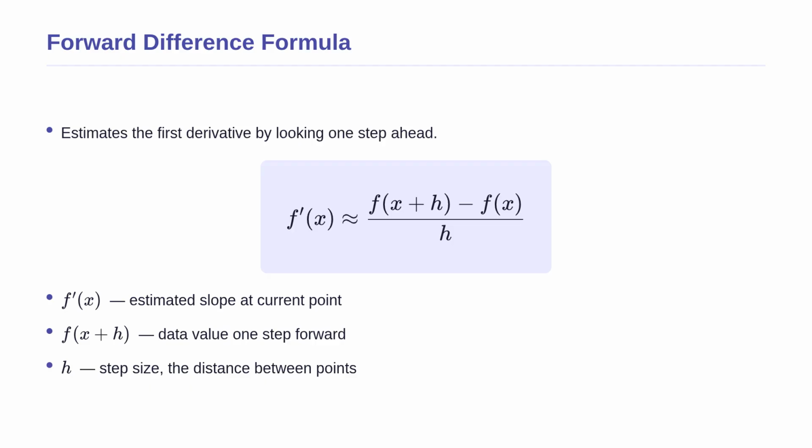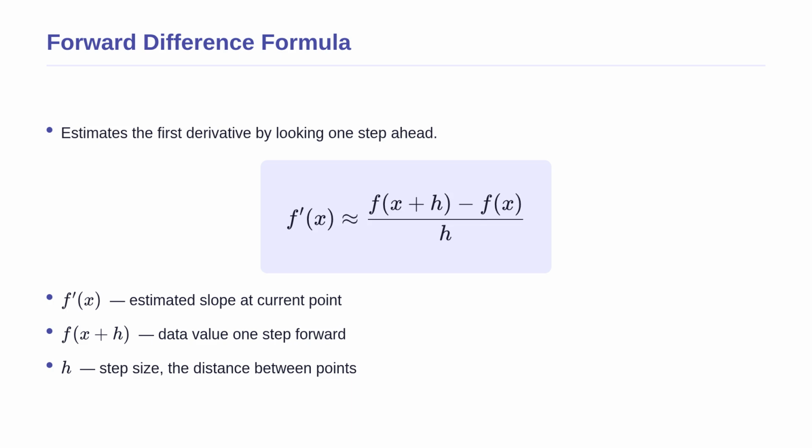This concept of stepping forward leads us directly to our first equation, the forward difference formula. Conceptually, this formula estimates the slope at our current position by drawing a line to the very next data point. Let us break down the symbols. The term f'(x) is our estimated slope.